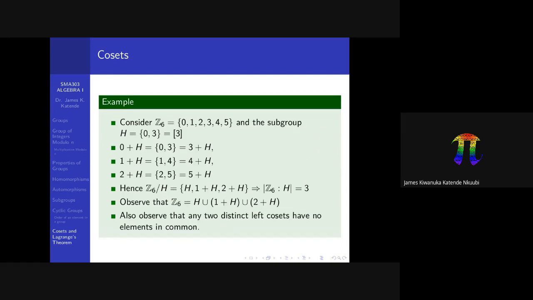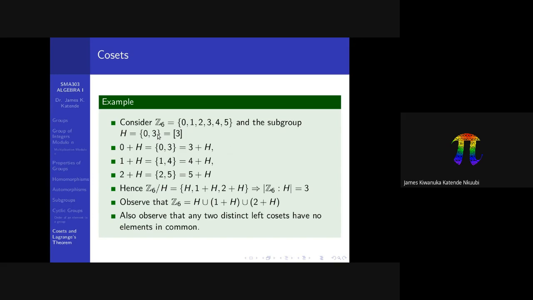Let's look at another example. This time we consider a group of integers modulo 6. So we pick a subgroup of Z6. We pick the cyclic subgroup generated by 3, which will have 0 and 3 as its elements. I believe this should make sense because we already learned about cyclic subgroups. If you have any problems, you can always go back to the video and watch.